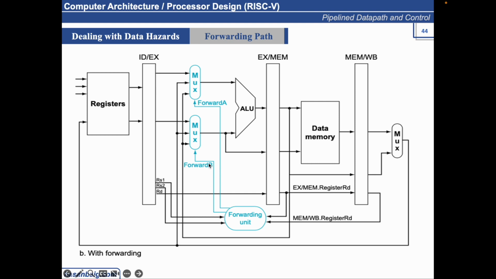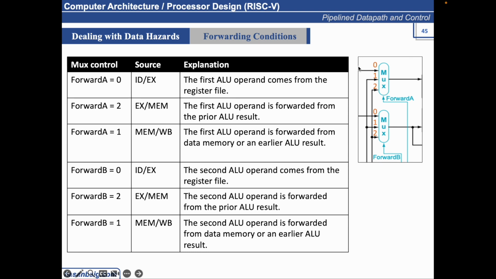Because there are 3 input sources in the mux, the forward A signal or forward B signal, which is the select signal, should be 2 bits wide. If it were 1 bit, it could only select 0 or 1, and it cannot select the value 2. So in order to select more than 2 inputs in a mux, we need select signals more than 1 bit wide. In this case we need 2 bits.